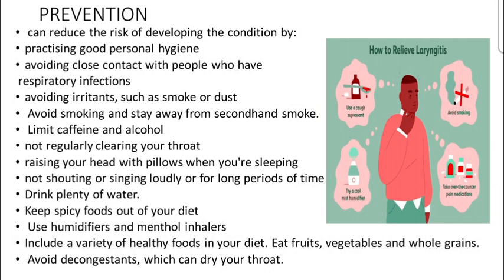Coming to prevention. We can reduce the risk of developing laryngitis by practicing good personal hygiene, such as washing your hands before and after eating and after using the toilet, and avoiding close contact with people who have respiratory infections, such as cold or flu. Avoid irritants such as smoke or dust, avoid smoking and stay away from second-hand smoke. Limit caffeine and alcohol. Beverages that contain caffeine and alcohol dehydrate the body, which can make symptoms of laryngitis worse.